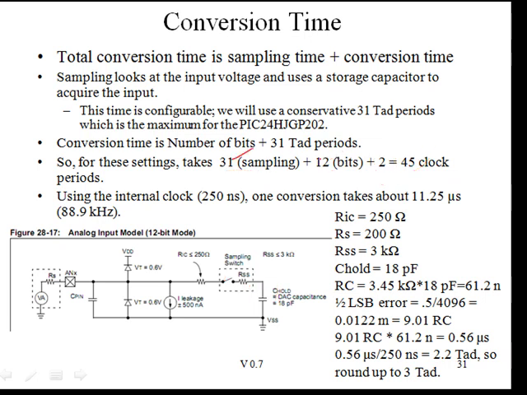31 to sample the input voltage, 12 to actually do the conversion, 1 clock per bit, and then 2 clocks of overhead. The internal clock has a 250 nanosecond period, so a total conversion will take 250 nanoseconds times 45 clocks, which is approximately 11.25 microseconds.